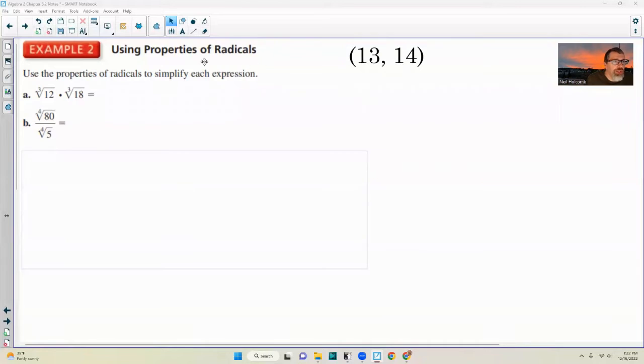Okay, example 2 says, use the properties of radicals to simplify each expression. So I have an index of 3, I have an index of 3, therefore I can combine my radicands by the operation in between. So this is going to equal the cubed root of 12 times 18. I write it like this: the cubed root of 12 times 18 underneath, and 12 times 18 is 216. So it's the cubed root of 216.